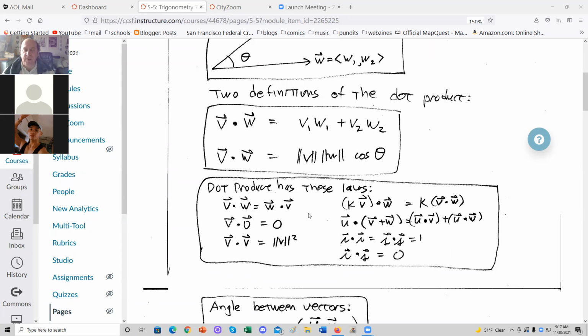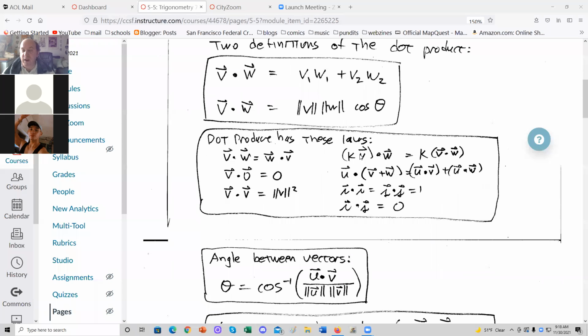V dot W is W dot V, so it's commutative. V dot the zero vector, both components zero, is zero. V dot V is the length of V squared. You can see that here if you had that be W equals V, then length of V times length of V times cosine of theta, where theta from V to itself, the angle is 0 and cosine of 0 is 1, so length of V squared. Also, if you plug it in here, V1 squared plus V2 squared, and that's the square of the length by the Pythagorean theorem.